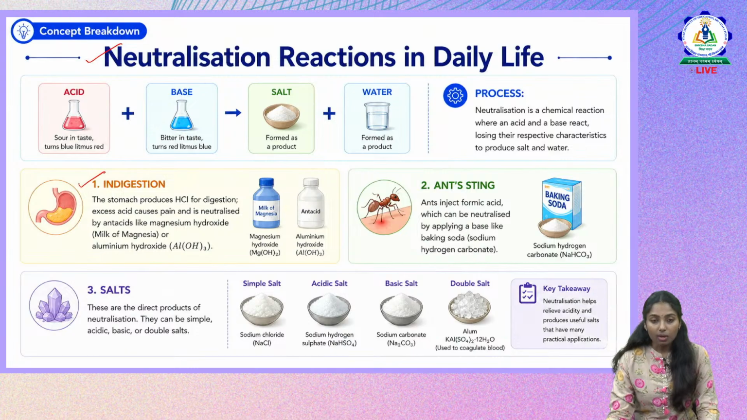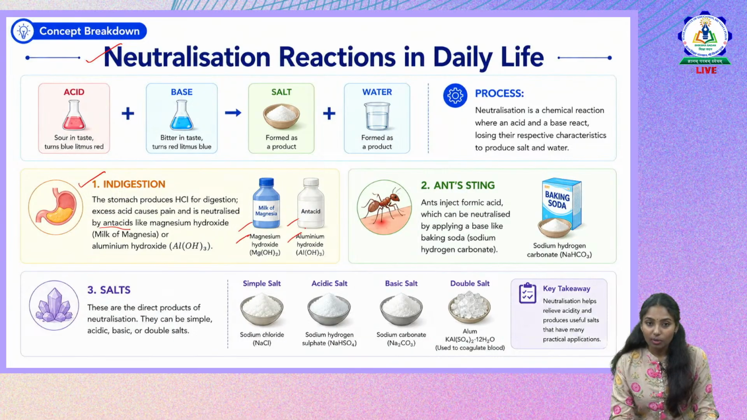What happens is that our stomach produces hydrochloric acid for digestion. When some excess acid is produced, it causes pain and discomfort. This can be neutralized by antacids. The antacids are magnesium hydroxide and aluminum hydroxide. You can remember this, which is a very easy one: magnesium hydroxide and aluminum hydroxide.